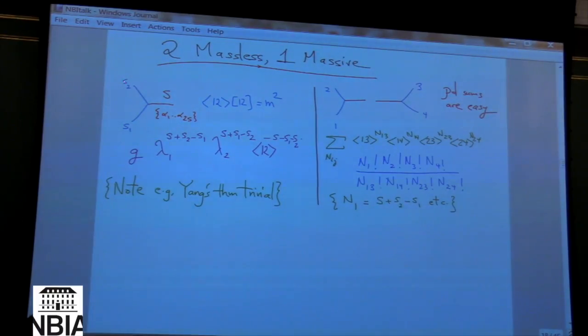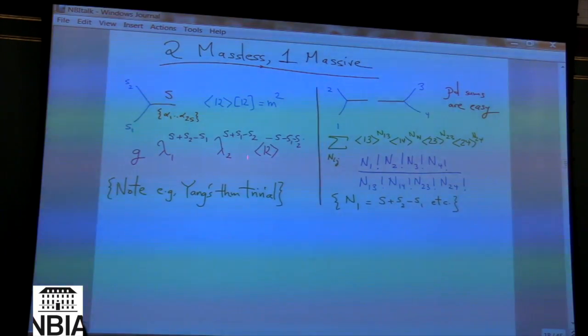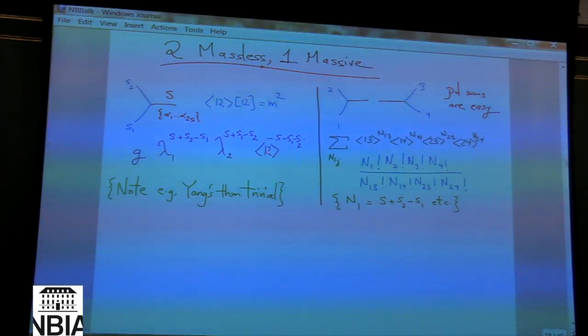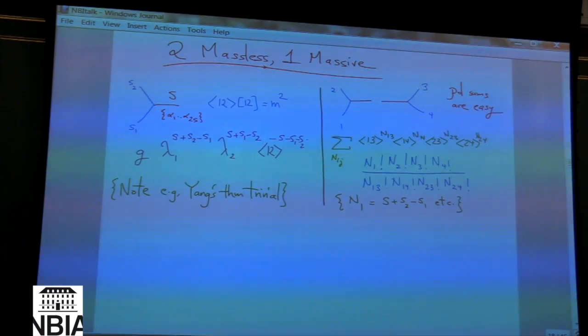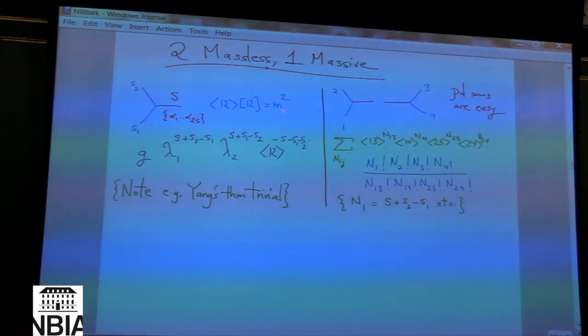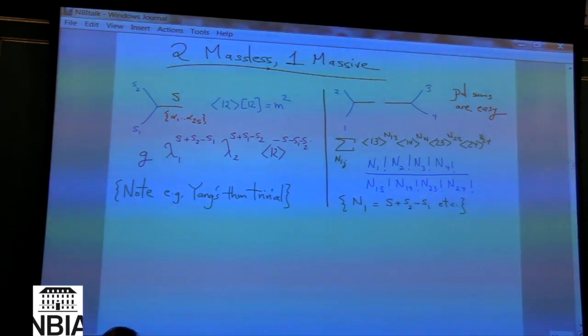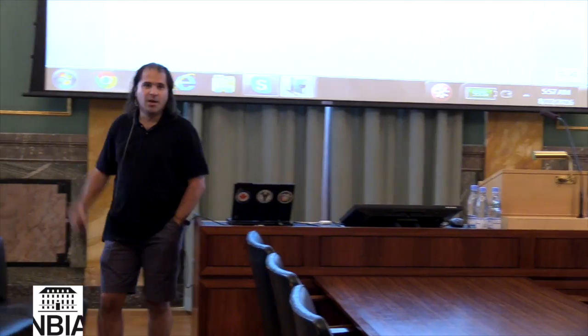So for instance, if you have two massless and one massive, then it's completely trivial. Again, there's only one structure once you specify the helicities of these guys. Okay? It's just some number of lambda 1s and lambda 2s, and everything is fixed by the little group weights. Something that's totally trivial in this formalism, and things, for example, like Yang's theorem, that a massive spin 1 particle can't decay to 2 massless spin 1 particles is completely trivial. You just can't write it down.